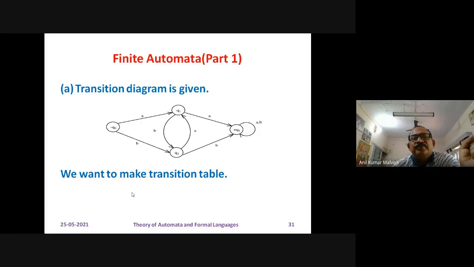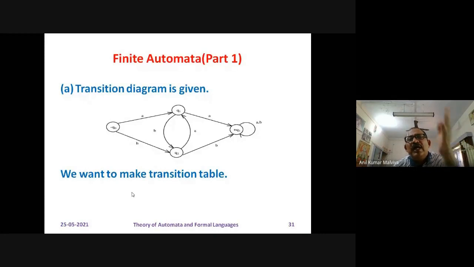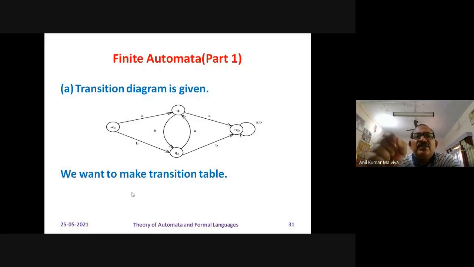Now, next step. Suppose you are in state Q0, or in other way you can say machine in state Q0 and input is A. It goes to the state, machine goes to the state Q1. Therefore, write symbol A into row Q0 and column Q1 position. The cell Q0 and Q1. Row Q0 and column A, write the state Q1.